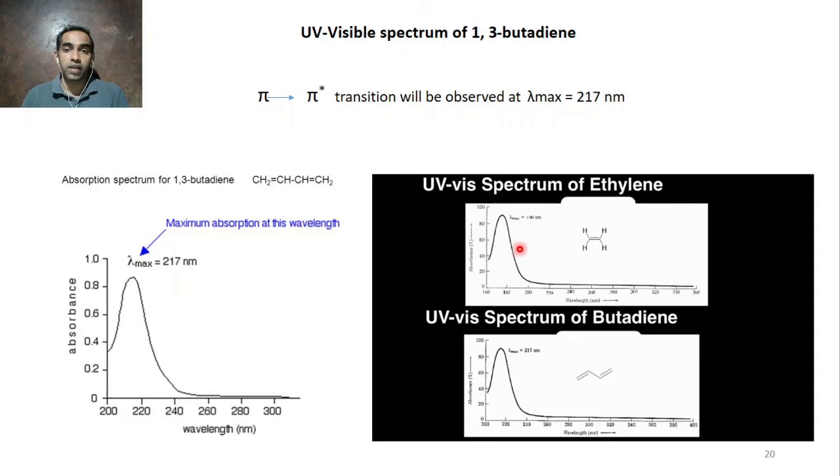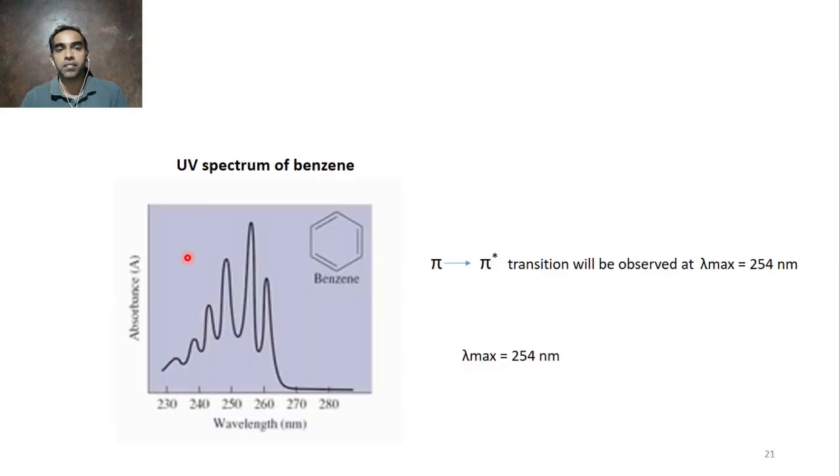Now if you see the spectrum of ethylene, because there is only one double bond, this comes something around 150 or below, 140 to 150 nanometer. But when you introduce one more double bond, because in butadiene there are two double bonds, now it comes to a higher wavelength. Lambda max is shifted towards the right. Okay, that means red shift or bathochromic shift. So you see lambda max at 217 nanometer.